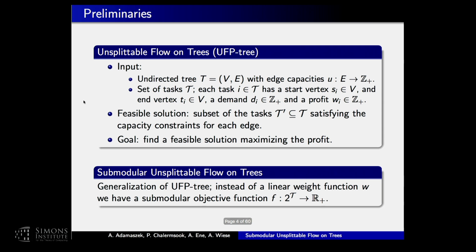And we can generalize this problem to submodular unsplittable flow on trees, when instead of a linear profit function, we have a submodular objective function. So for any subset of tasks, the submodular function tells us what is the profit of executing exactly those tasks.